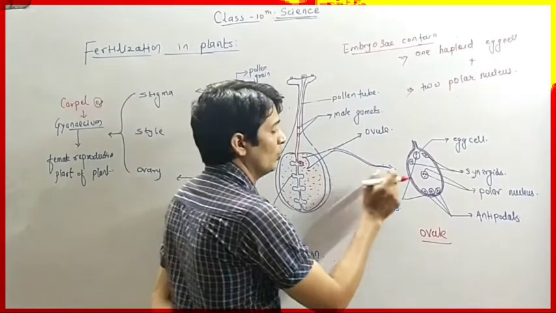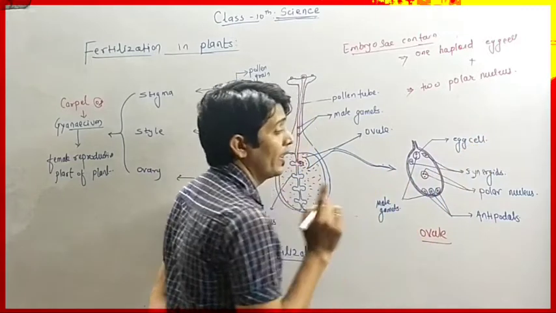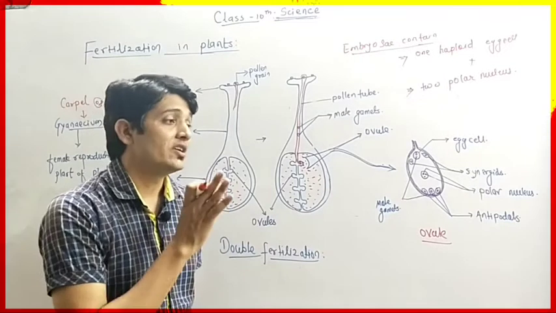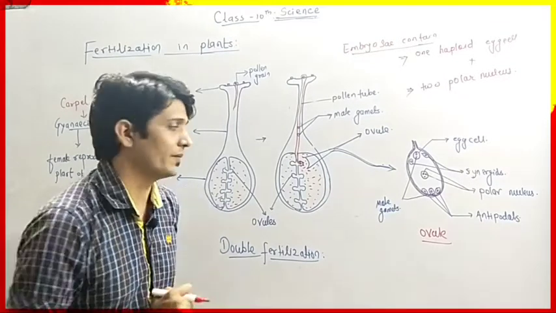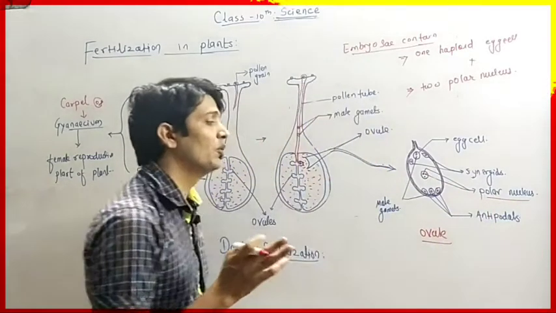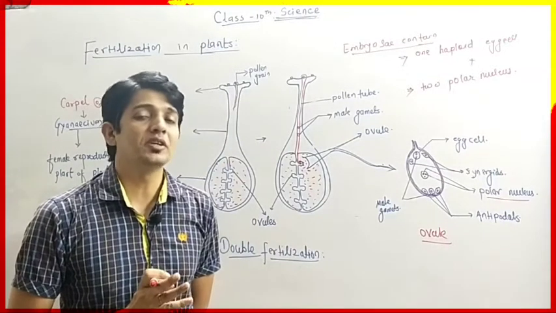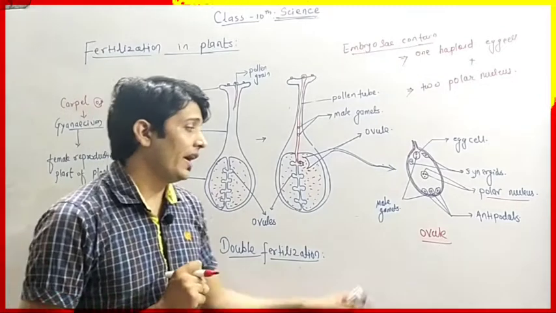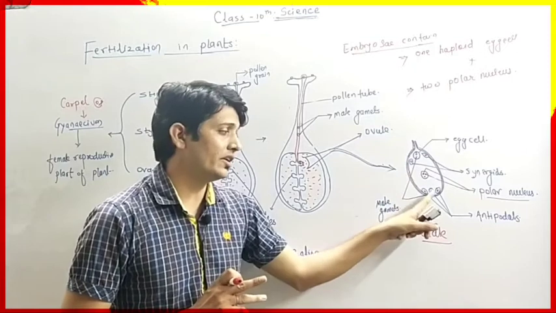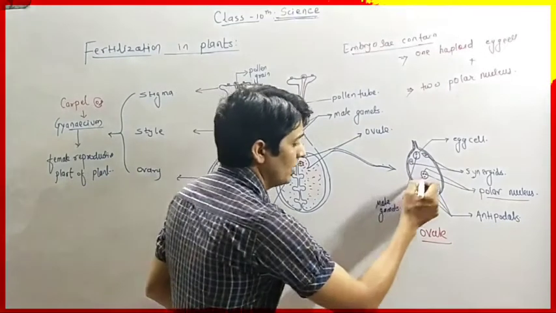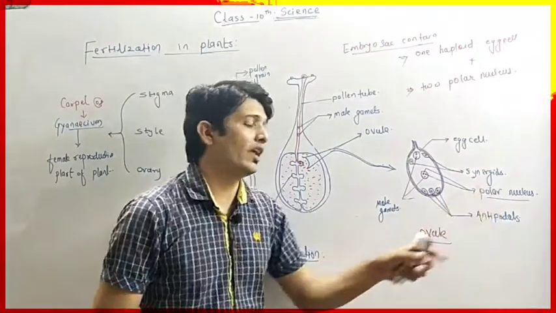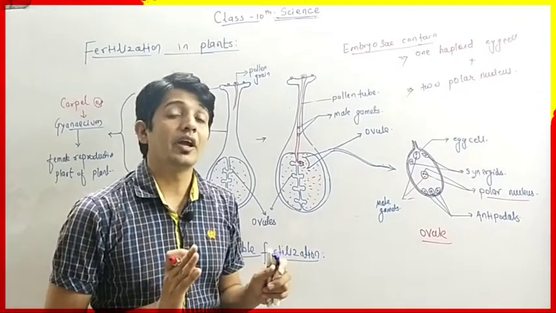Inside the ovule there is one egg cell which is haploid in nature. Haploid means they contain n number of chromosomes, that means half the number of chromosomes as their parent cell. And here two polar nuclei are also present. These polar nuclei fertilize with the male germ cell to form the endosperm. And these are the two male gametes. One fuses with the egg cell and the other is also a male gamete, and it fuses with the polar nuclei to form the endosperm.